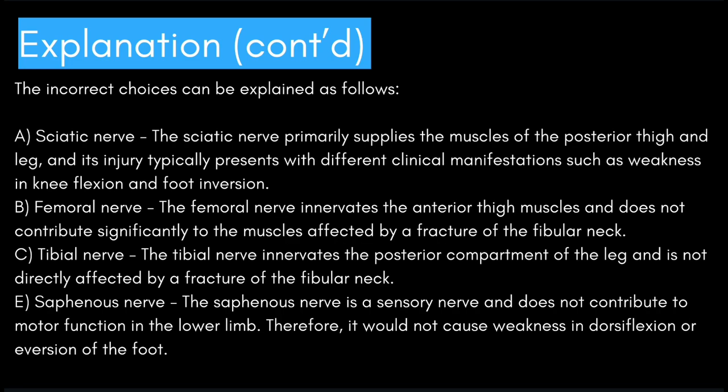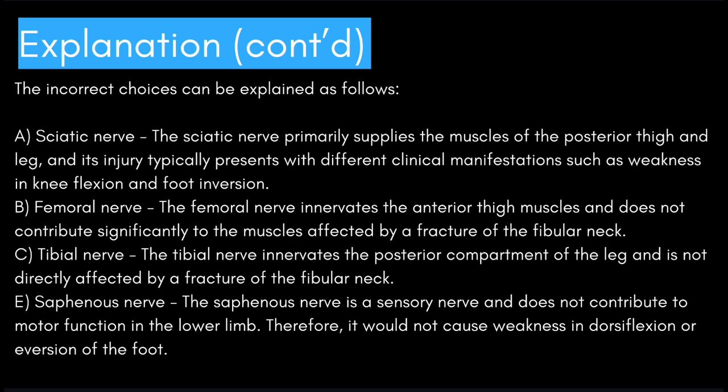Tibial nerve. The tibial nerve innervates the posterior compartment of the leg and is not directly affected by a fracture of the fibular neck. Saphenous nerve. The saphenous nerve is a sensory nerve and does not contribute to motor function in the lower limb. Therefore, it would not cause weakness in dorsiflexion or eversion of the foot.